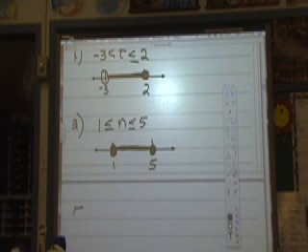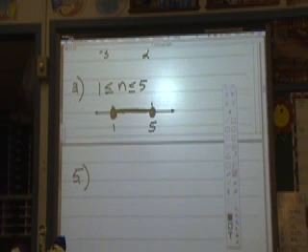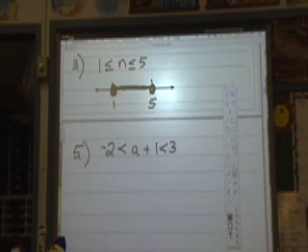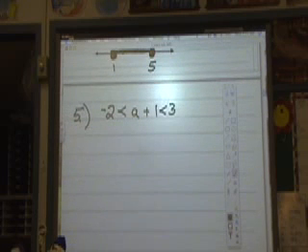Okay, number 5. Solve each open sentence. Copy the problem down. I need to have that A by itself, so what do I need to do? Subtract 1 from all 3 sides. All 3 sections, okay? And you end up with what?